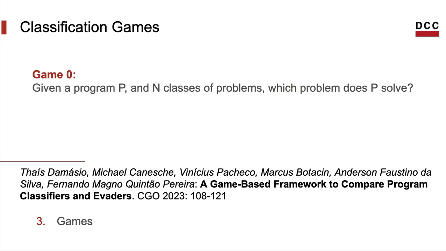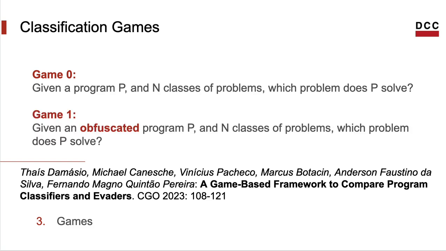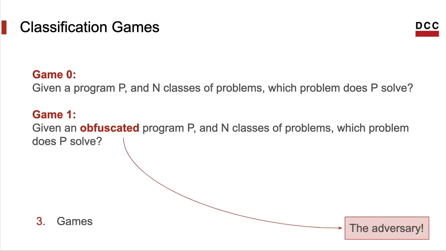So, in its most basic form, we have game 0. In this setup, the evader simply gives a program to the classifier without doing anything with the program. That's a symmetric game. There are 3 more games, but of interest to us now is just game 1. In this game, the evader is allowed to obfuscate the program before challenging the classifier with it. The obfuscator in this case is the adversary of the classifier.